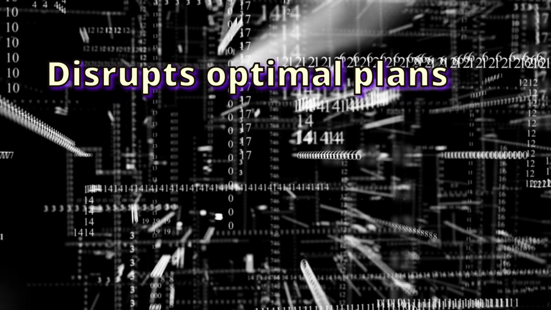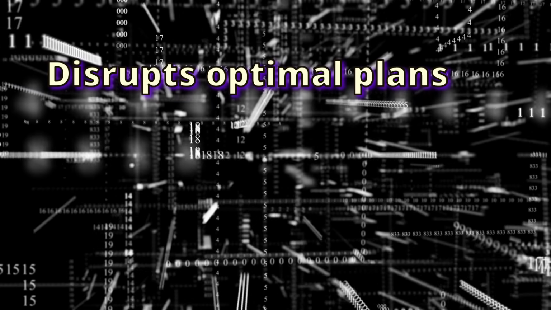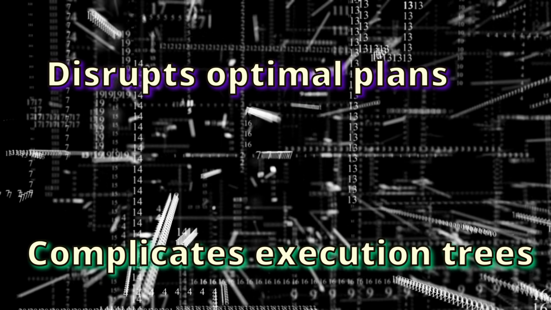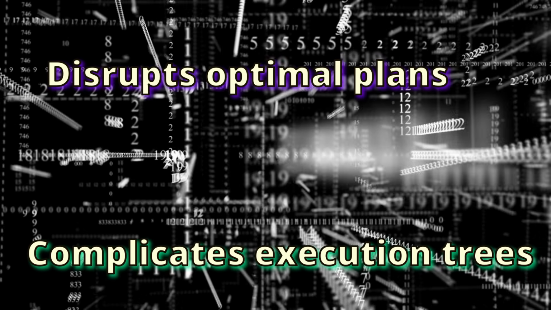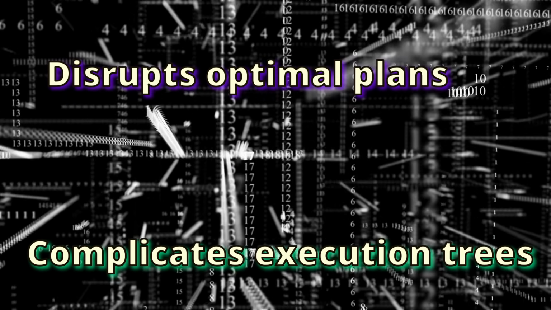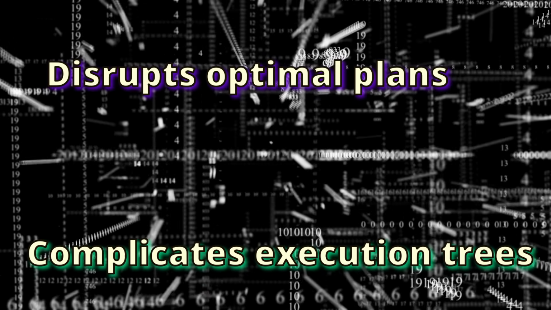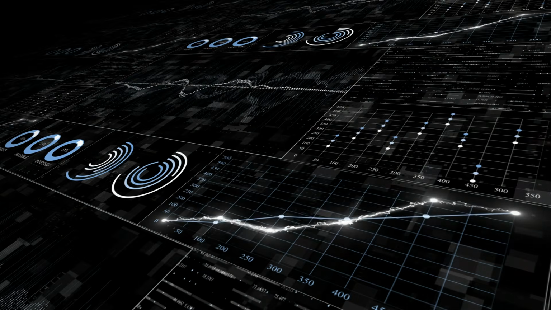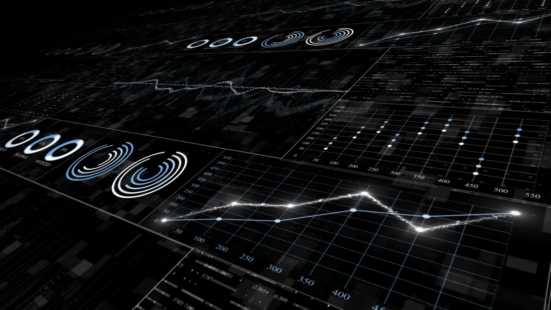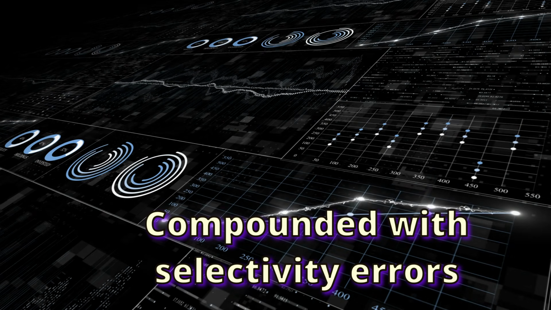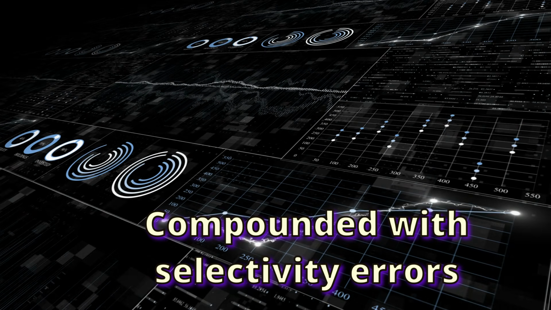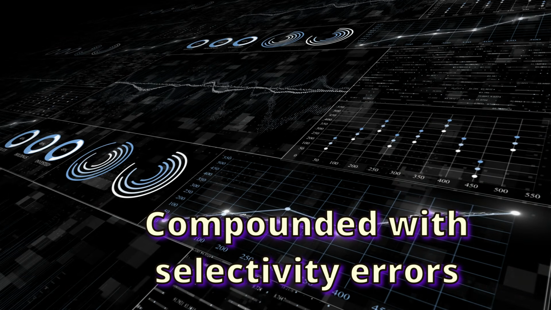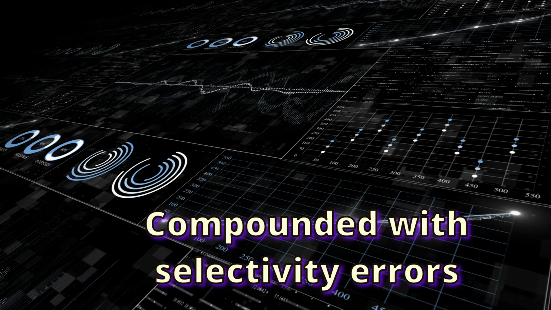And on top of that, the optimizer itself now has to evaluate far more complex execution trees. Sometimes, the cost of finding the optimal plan becomes so high that the optimizer just settles for a suboptimal, good enough one. Add selectivity estimation errors, which are pretty common, and now you have a perfect recipe for bad decisions that affect every part of the query, not just the order by.